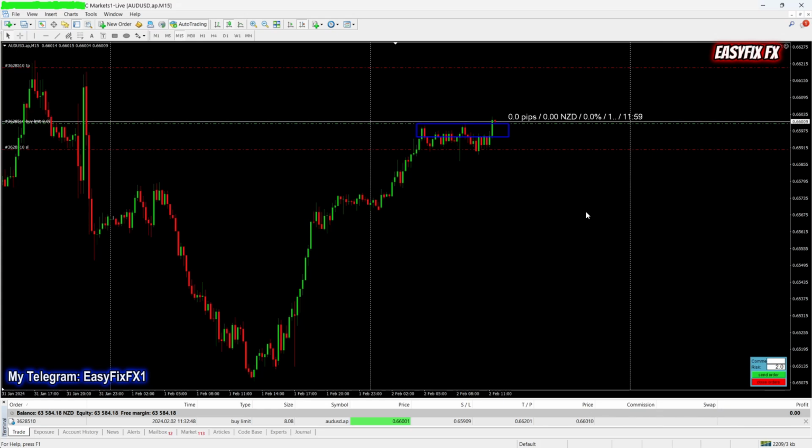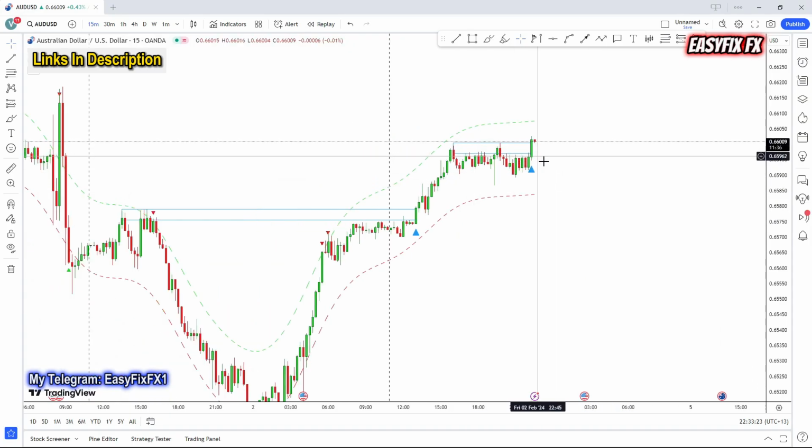This is a live recording. I may have to speed up the trade itself a little bit when I end up editing this video, but we'll just see how it goes, guys. The system has given us a breakout. Let's quickly go look at TradingView. You can see there's definitely a breakout happening here.